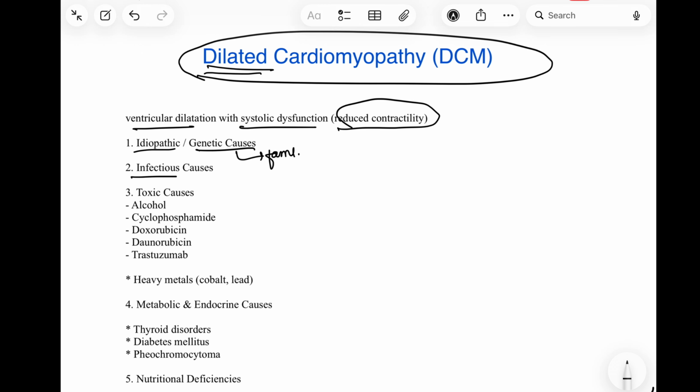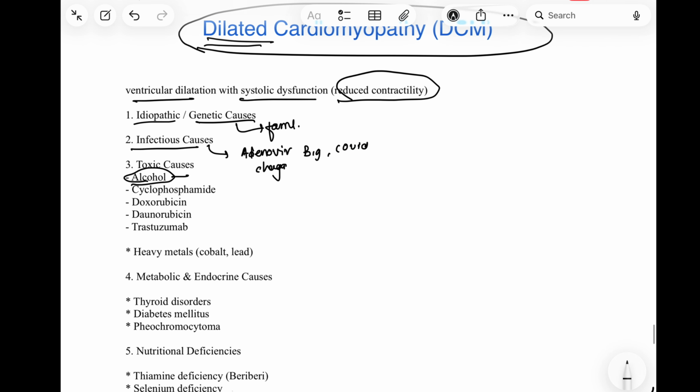There are a few infectious causes for this dilated cardiomyopathy, like adenovirus, B19 and COVID as well. Also Chagas disease, as we discussed earlier, the viral diseases and Chagas disease are associated with dilated cardiomyopathy. The toxins we have also discussed: aldehyde in case of alcohol, cyclophosphamide, doxorubicin and daunorubicin are usually associated with dilated cardiomyopathy, also trastuzumab. Then heavy metals like cobalt, lead and hydrocarbons, right?